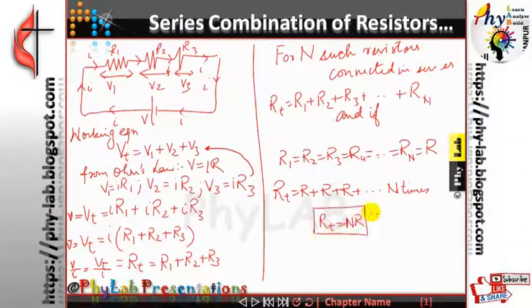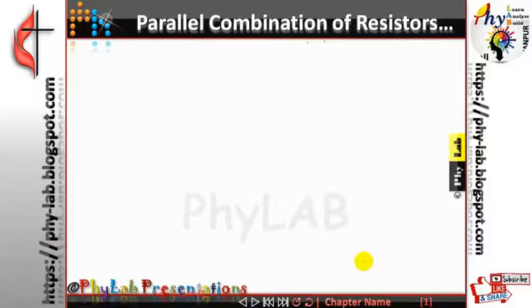So friends, do remember, whenever you connect resistors in series, the net resistance of the circuit always increases and becomes N times if each resistor was equal to R. So in a series circuit, the net resistance of the circuit always increases. So let's begin with the parallel combination of resistors.